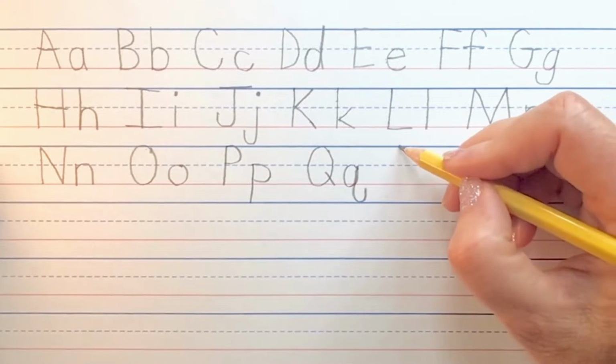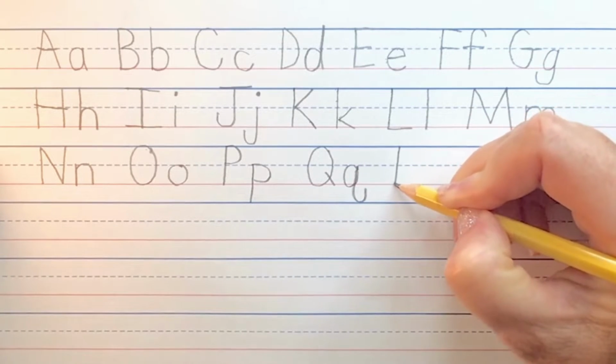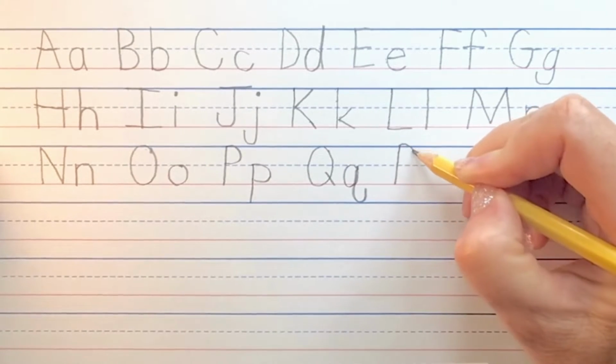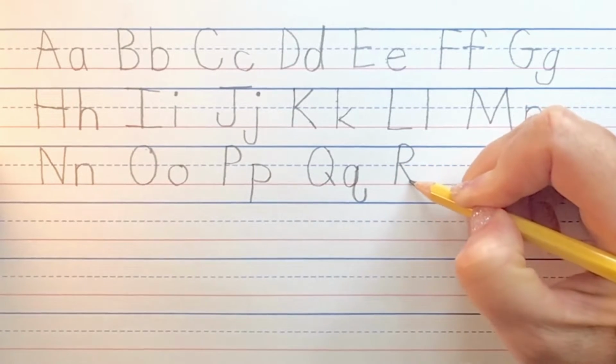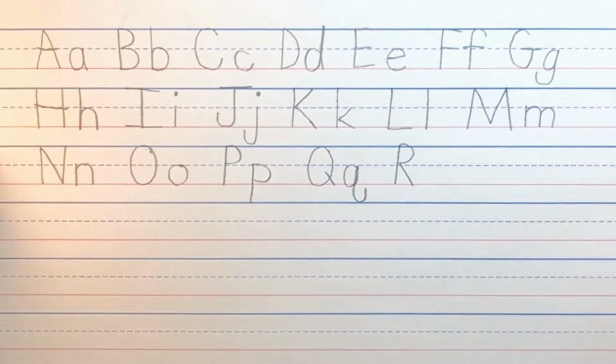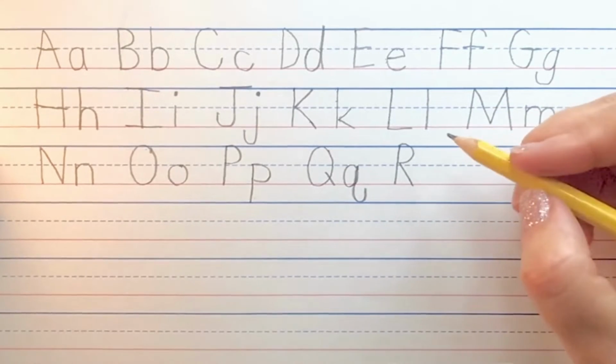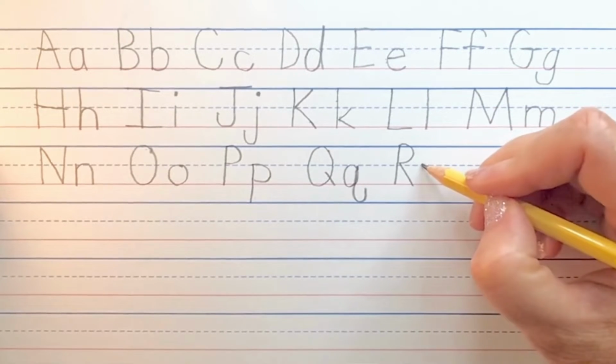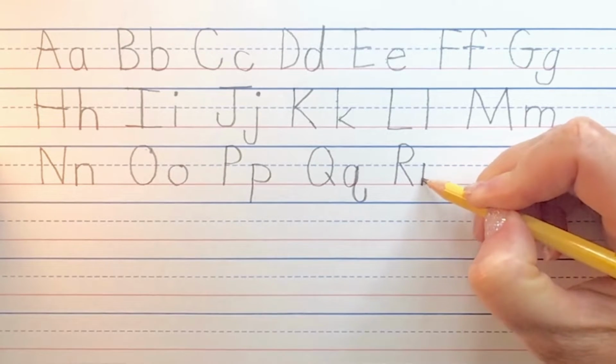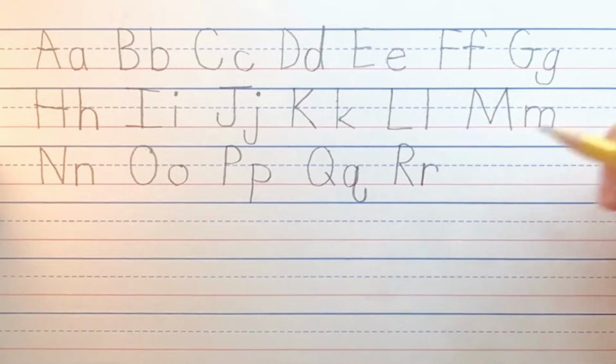R, start at the top, pull down, jump up, little curve, little kick. Lowercase R, start in the middle, looks different than uppercase. Pull down, push up, curve around.